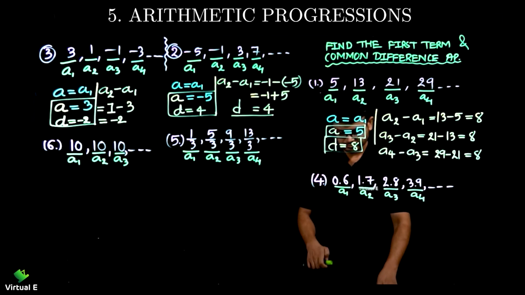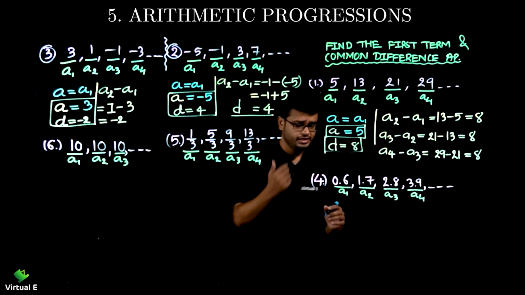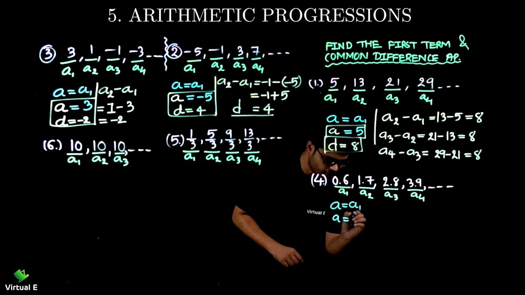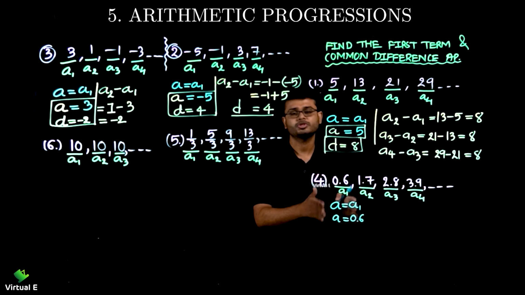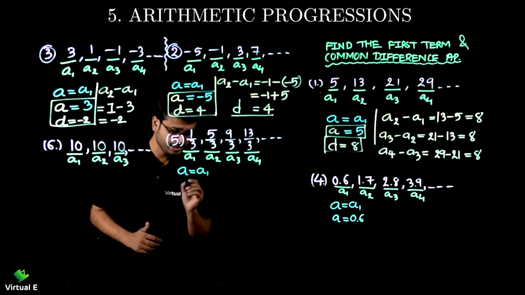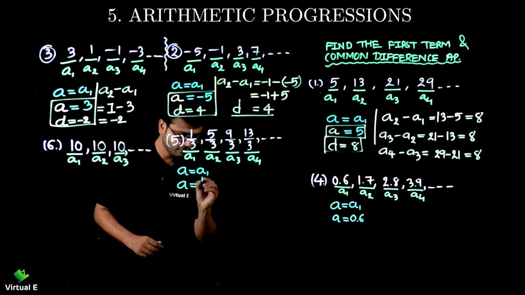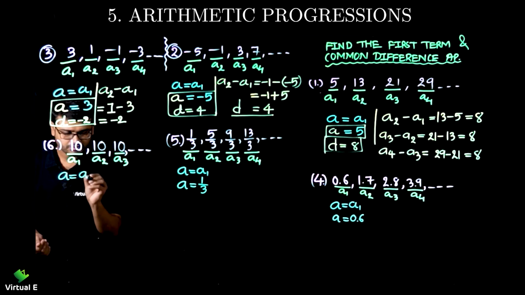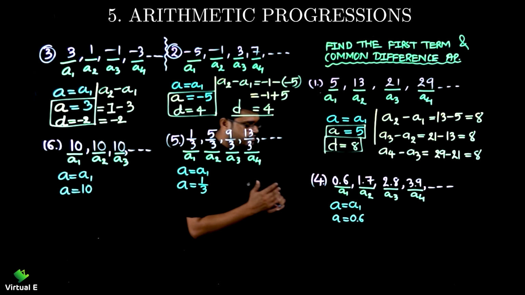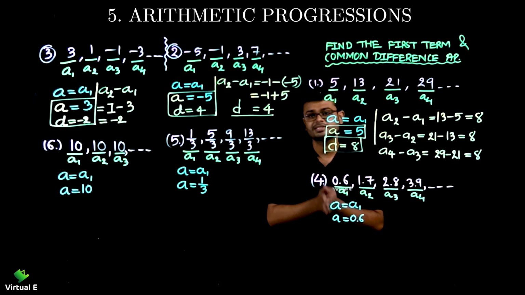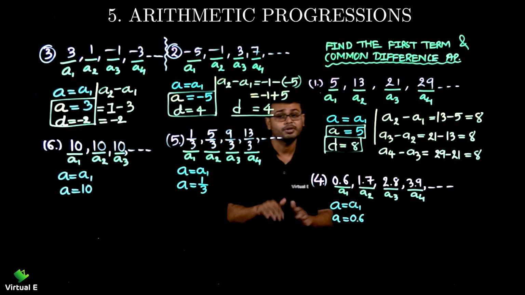Now for the first term. First term is very simple. A is A1. A is equal to A1. So value of A is what? 0.6 in question number 4. Let's go for the next one. So here also A is equal to A1. So A is 1 over 3. And here as well A is equal to A1. So A is equal to 10. So my first term is done. Very simple. First term we can identify just by looking at it. From where it starts, it is the first term. No calculations even.